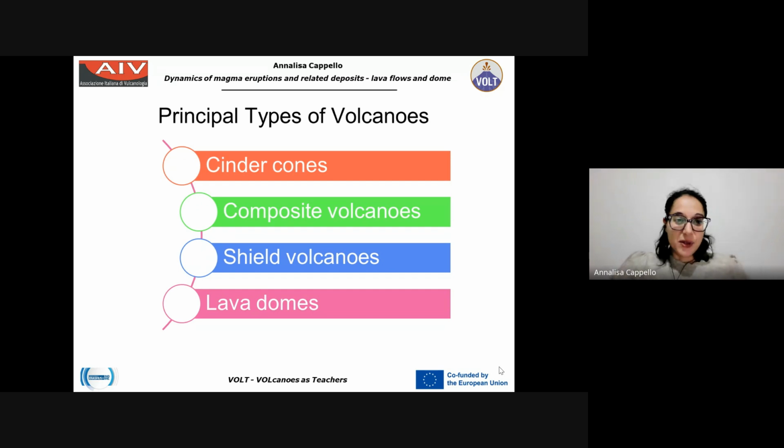Okay, let's start so we can have 10 minutes at the end of the lesson for questions. And okay, so what are the principal types of volcanoes? This is the main classification of volcanoes: cinder cones, composite volcanoes, shield volcanoes, and lava domes.